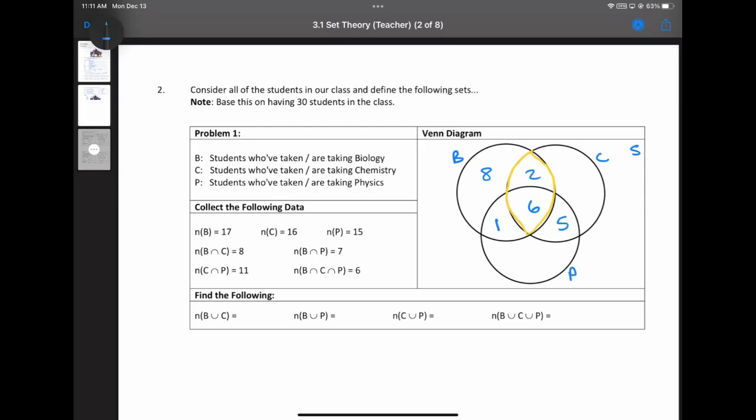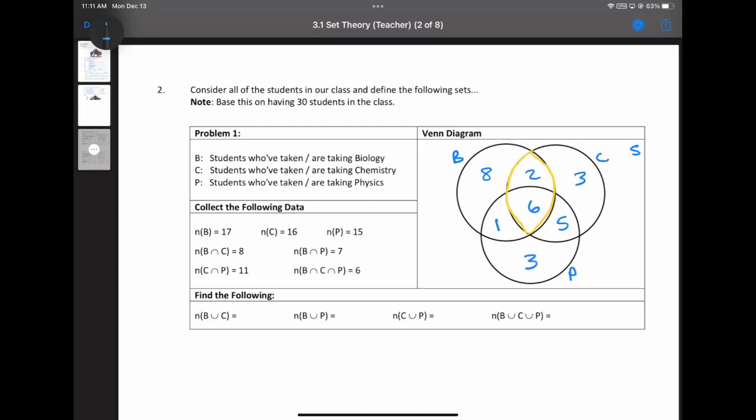And then similarly, chemistry has 16 people. There's already 13, so there should be 3 more. And physics has 15 people. There are already 12, 6 plus 5 plus 1. And that means that there has to be 3 more.